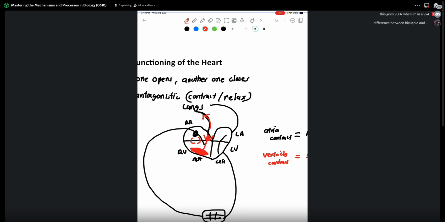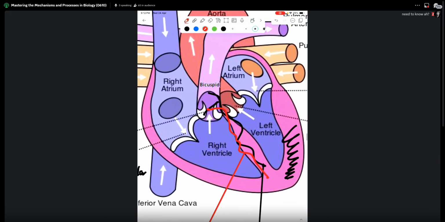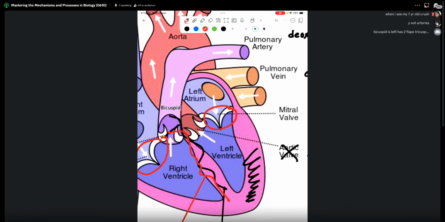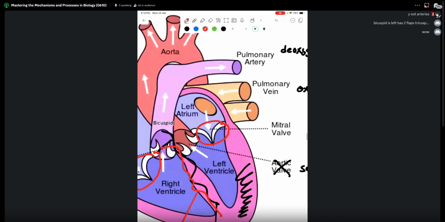Difference between bicuspid and tricuspid valve. You do not need to know this, but if you want to explain, sure. Tricuspid is on the right hand side. Bicuspid is on the left hand side. Tricuspid means there are three cusps on the atrioventricular valve. The bicuspid valve will have two cusp shapes.